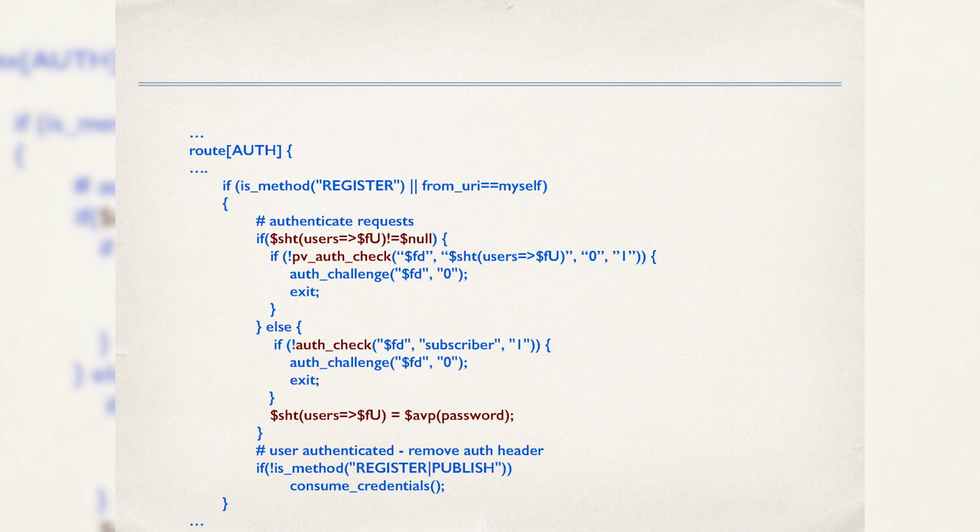Look first in the memory. Do you have a password for that user? If not, do the typical authentication, and we have these so-called load credentials that will fetch the password in an AVP, and we store it in this hash table. So next time, you'll get a hit in the cache.